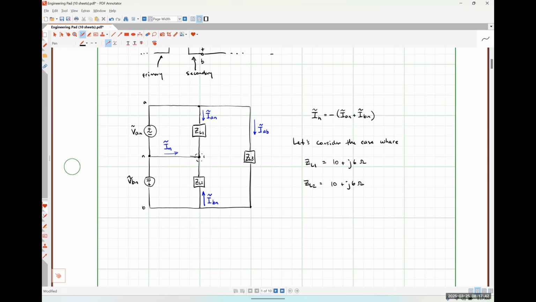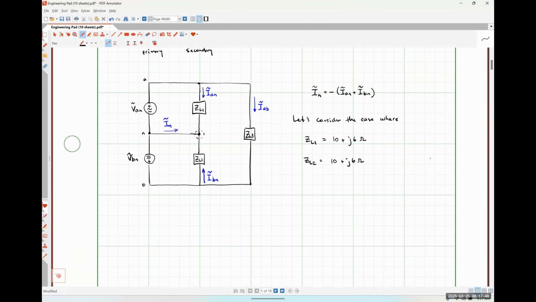So I want us to figure out what our neutral current would be in this particular case. How could I find the current IAN? And just to be clear here, this VAN is still 120 angle 0 degrees volts RMS, and VBN is still 120 angle 180 degrees volts RMS.